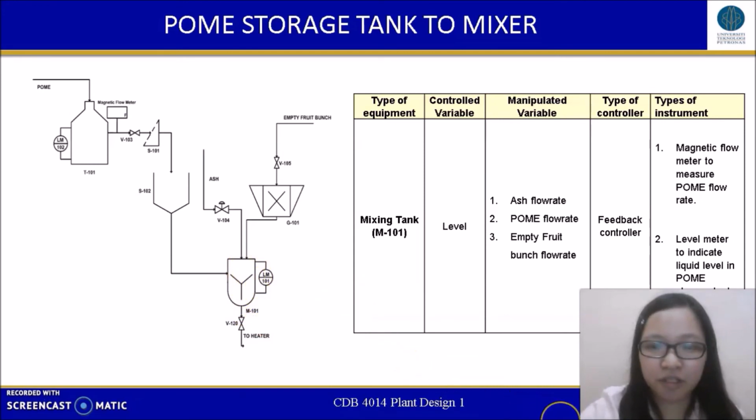The type of controller is feedback controller, and also the type of instrument used here are the first one, magnetic flow meter, which is used to measure the flow rate of the flow. Secondly is the level meter, which is used to indicate the liquid level inside the tank. We also have some control valve here. This is called the gate valve, and also this is called the Dyson valve. These valves are used to manipulate the flow rate of these reactants. This valve can be adjusted by the operator manually.